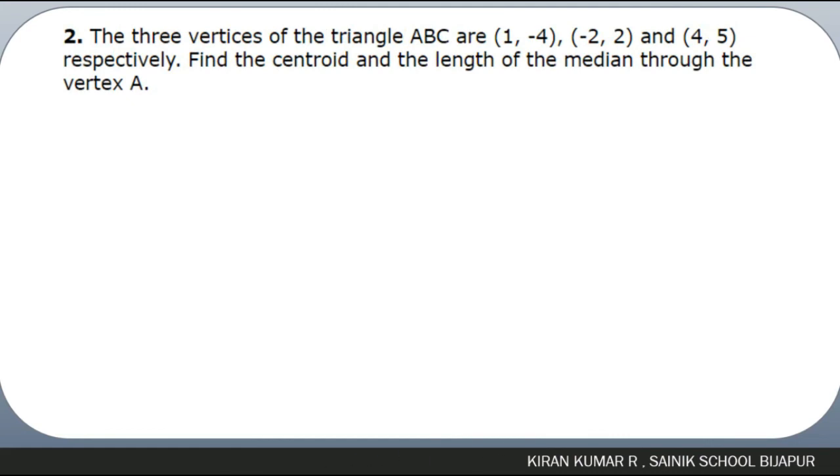Second question. The three vertices of the triangle ABC are 1 comma minus 4, minus 2 comma 2 and 4 comma 5 respectively. Find the centroid and the length of the median through the vertex A. First, let us find out the centroid. So let me consider the centroid to be G x comma y.